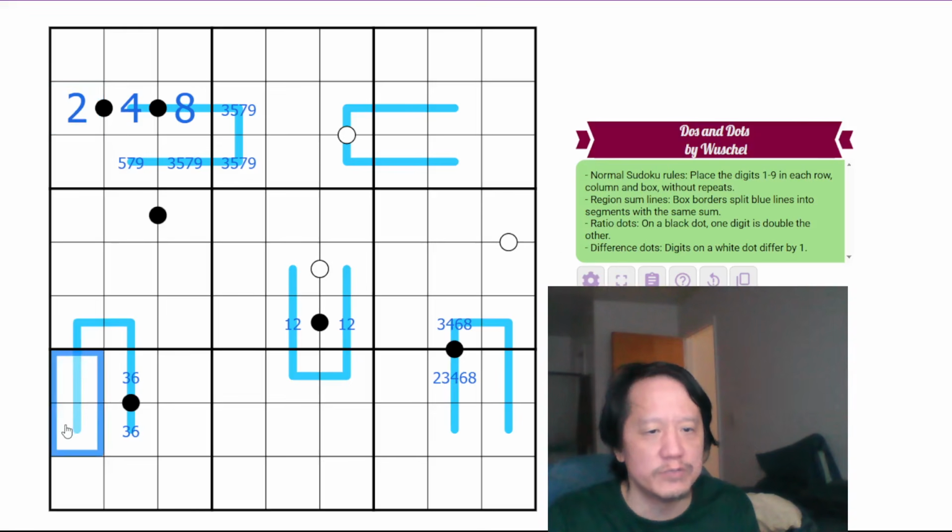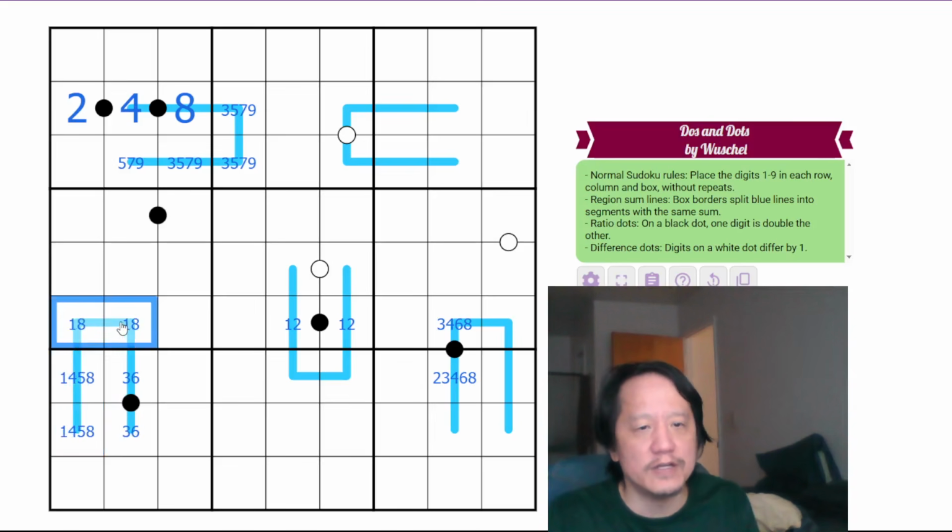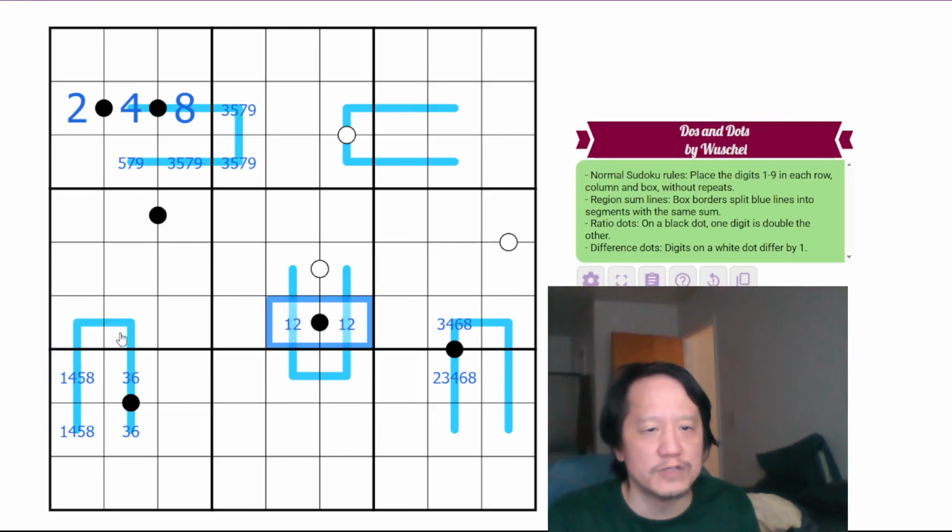No 2 here because of 2 in the column. So this is either 1-8 or 4-5 here. This could be 1-8, or it cannot be 1-8 because of 1 in the row. Can't be 2 because of the 2 in the row. And it can't be 3-6 because of the 3-6 pair in the column here. So this must be 4 and 5. So we have 4 here, that's 5.